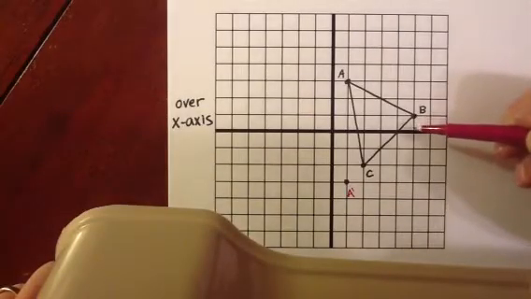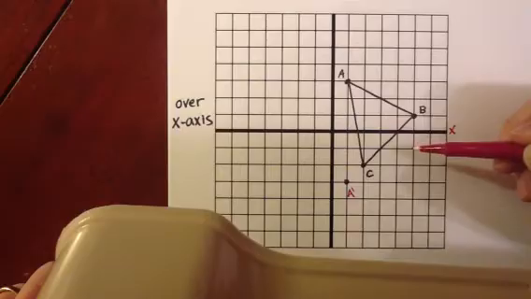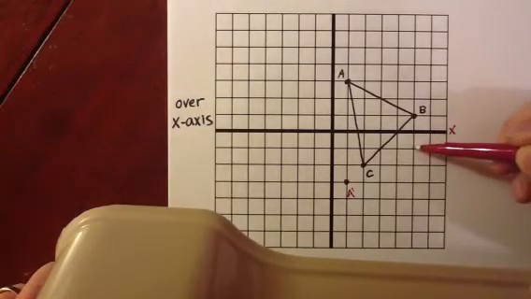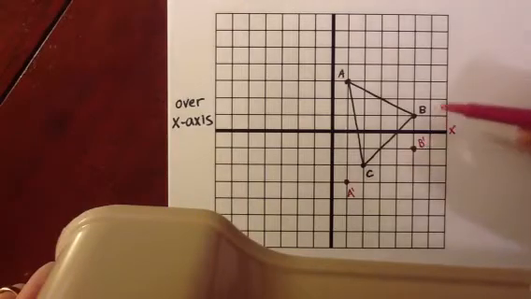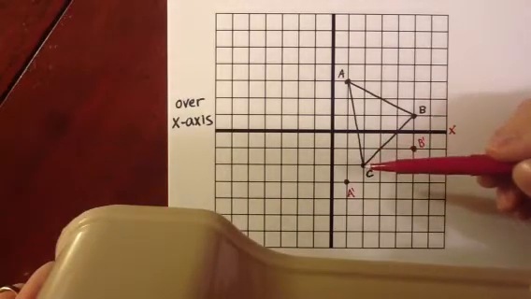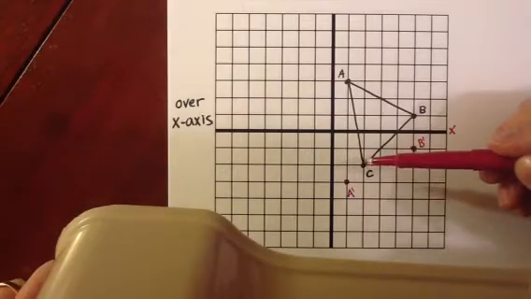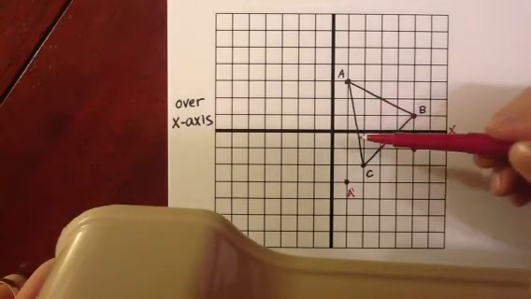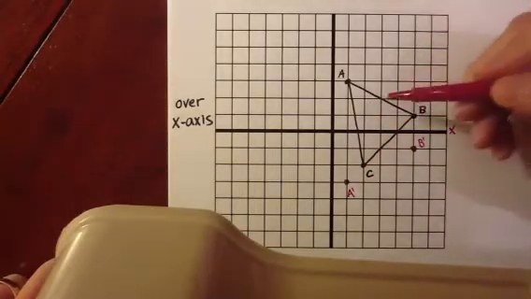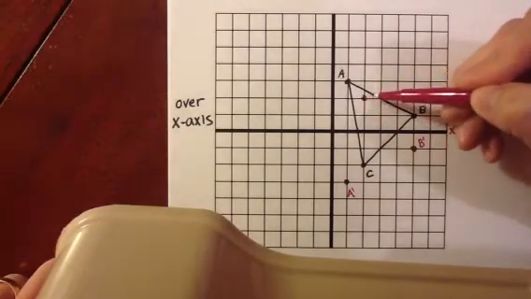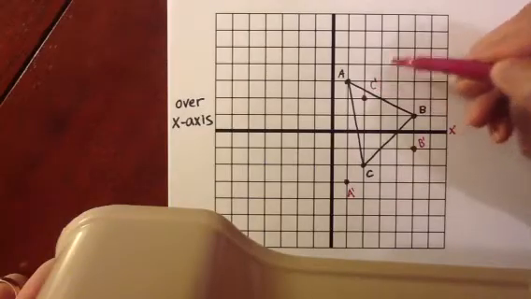B is only 1 unit away from the x-axis. It reflects straight down here to 1 unit below the x-axis. We, of course, label this point B prime. Now, C is kind of goofy. It's already below the line, so when it reflects over the x-axis, it actually reflects up above the x-axis. It was 2 units below. Now it's going to move 2 units above. We call that C prime.